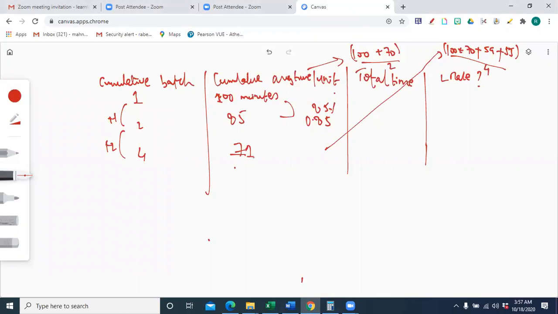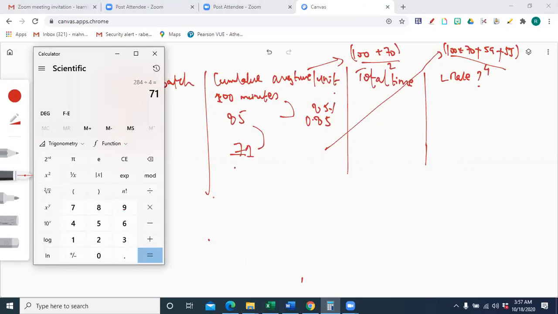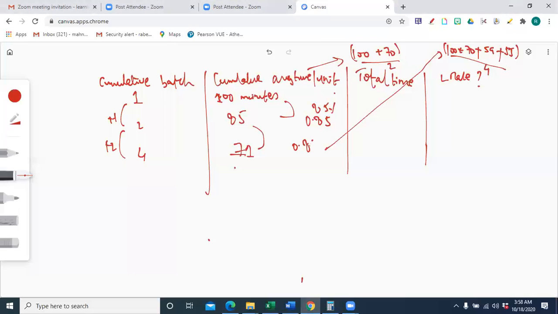And how do you get the learning rate? Again, divide this with the previous one. 71 divided by 85. Every time you're going to get the learning rate. Usually it's the same, but this time it's a little bit different. That's why it asked you the closest learning rate. This is 0.83529.